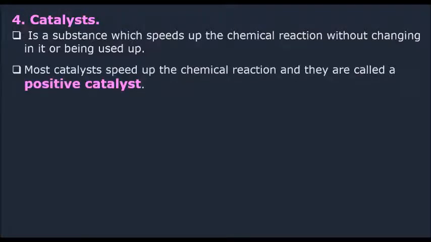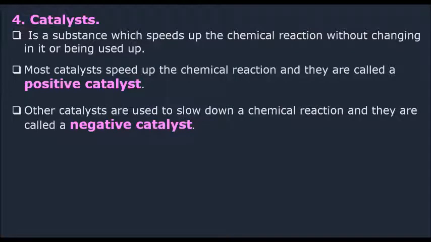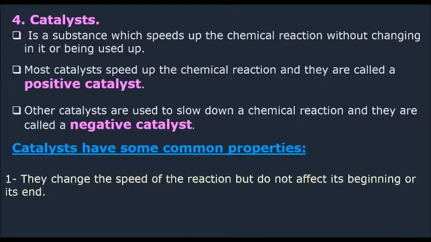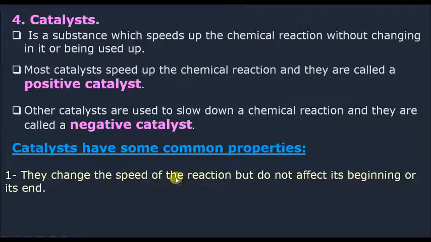طيب, we have two types of catalysts. Most of the catalysts speed up the chemical reaction, so they are called positive catalysts. But some other catalysts are used to slow down or decrease the speed of chemical reaction, so we can call them a negative catalyst. All the catalysts have some common properties. Firstly, they change the speed of chemical reaction by increasing in case of positive or decreasing in case of negative, but they don't affect its beginning or its end.